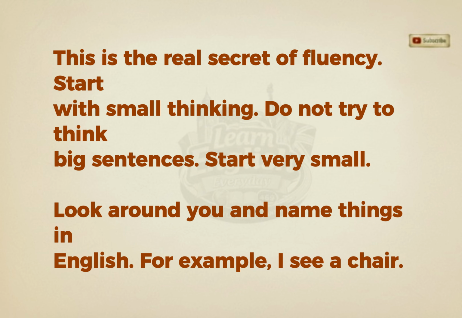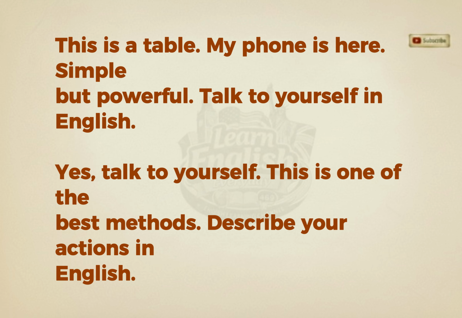Start with small thinking. Do not try to think big sentences. Start very small. Look around you and name things in English. For example, I see a chair. This is a table. My phone is here. Simple but powerful. Talk to yourself in English.